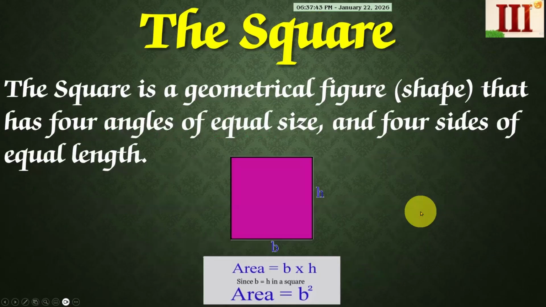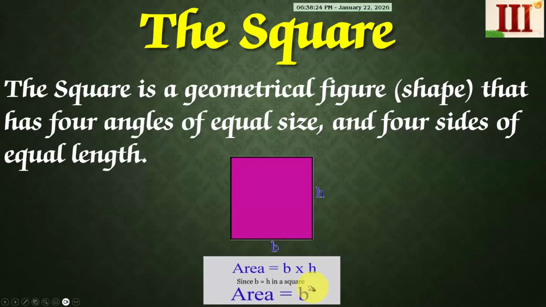So we want to consider the square. Most of the schools have square tiles on the floor. The square is a geometrical figure or shape that has 4 angles that are of equal size and all 4 sides have equal length. When you want to find the area of a shape like this, which is a parallelogram by the way, you multiply the base by the perpendicular height. So the base and the height, because it's a square, are the same size, which means that I could put b here and I could put b here. So the area of a square is b squared.